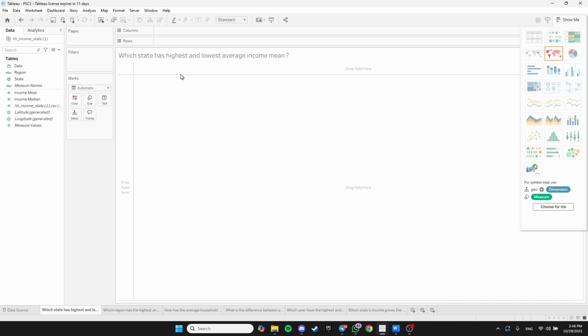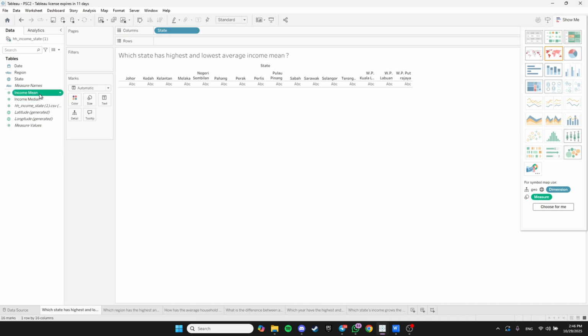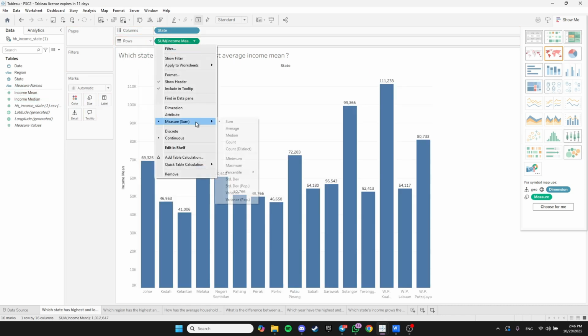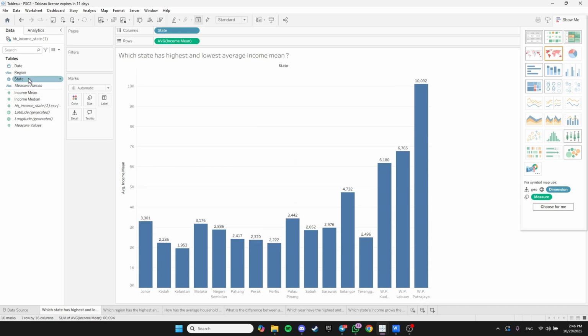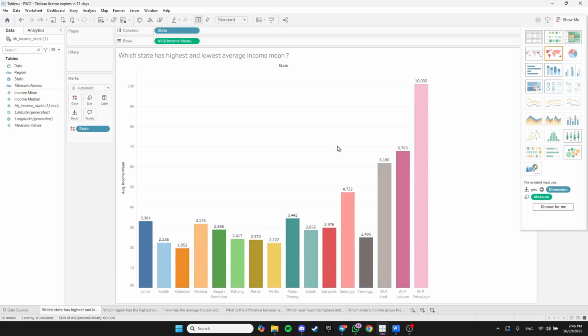So our first question is which state has the highest and lowest average income? So the first step we drag the states to the columns and we drag the average income to the rows and we change it from sum to the average. Then we drag the states to color. Then we can see the whole graph.